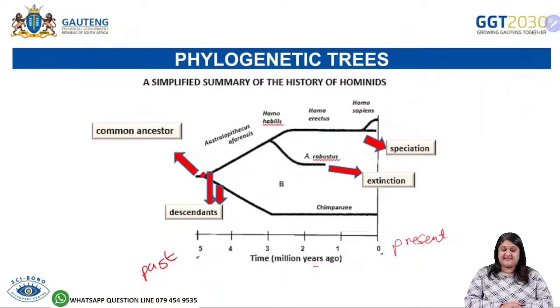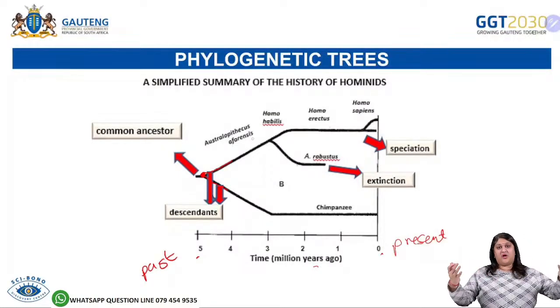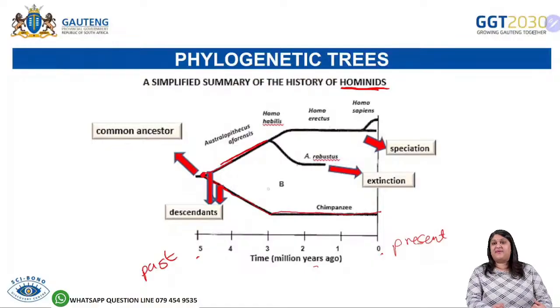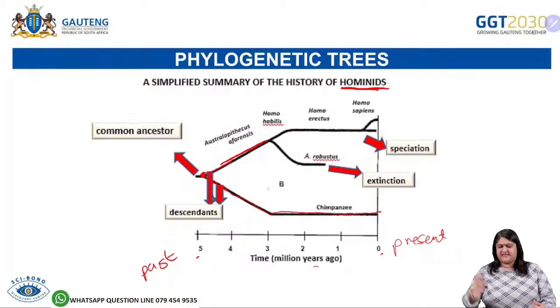Okay, common ancestor. Then when the speciation and the branching occurs, all of these that came after the common ancestor are called the descendants. Okay, so here we have Australopithecus afarensis. And on this one, eventually this became the chimpanzee. So this is showing us the simplified summary of hominids. They're showing us that we were all together, but then chimpanzees branched off and they went on their own way. And we still have chimpanzees today.